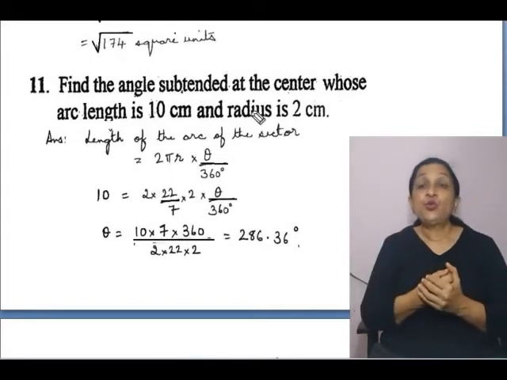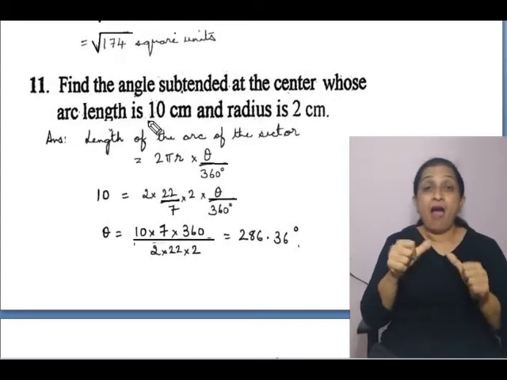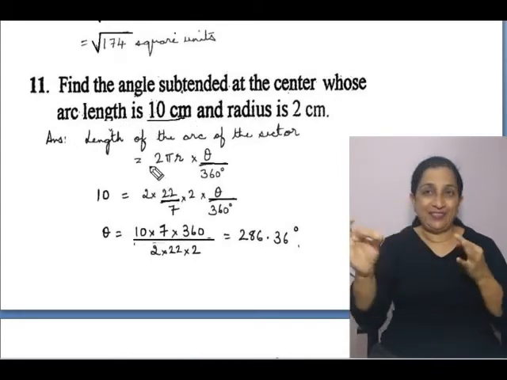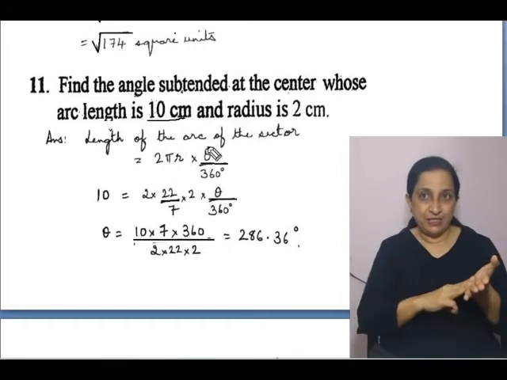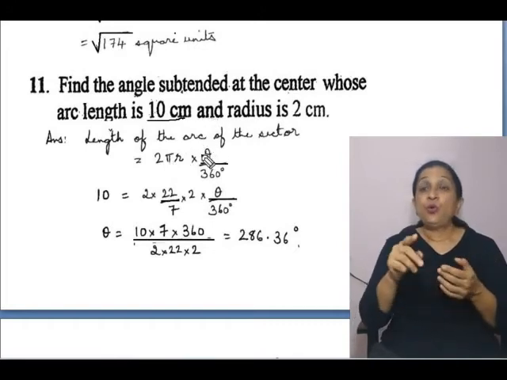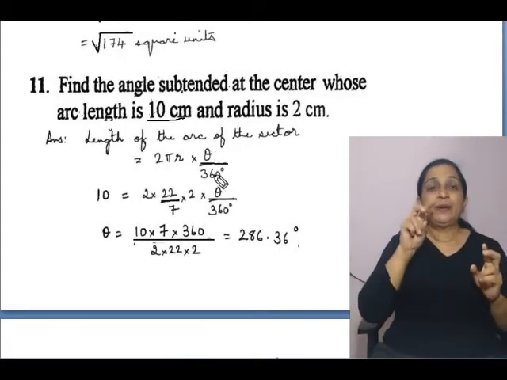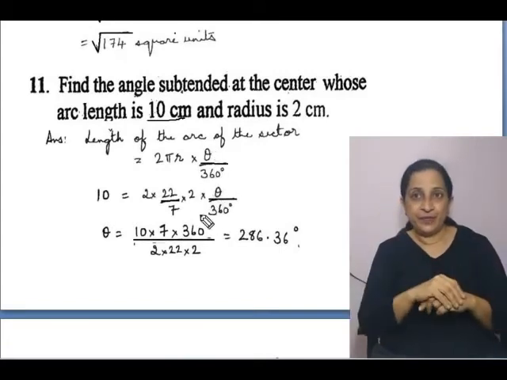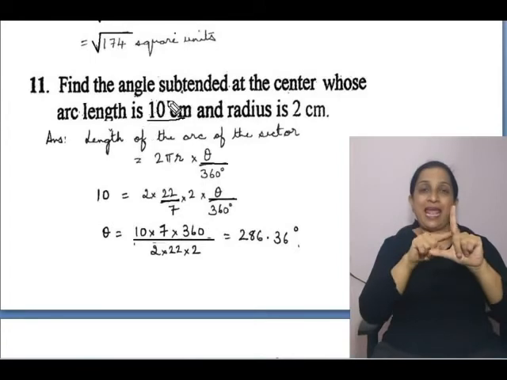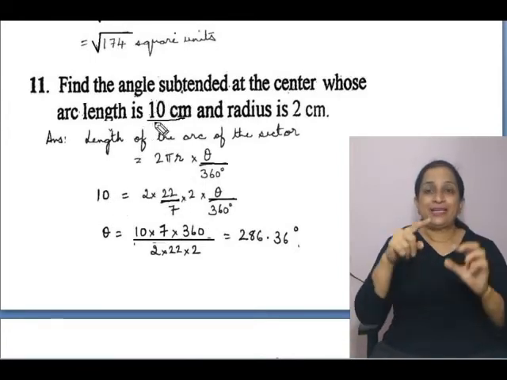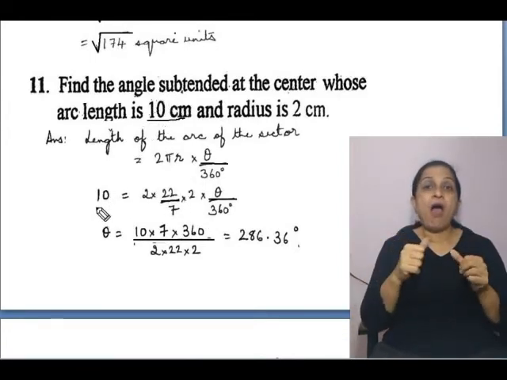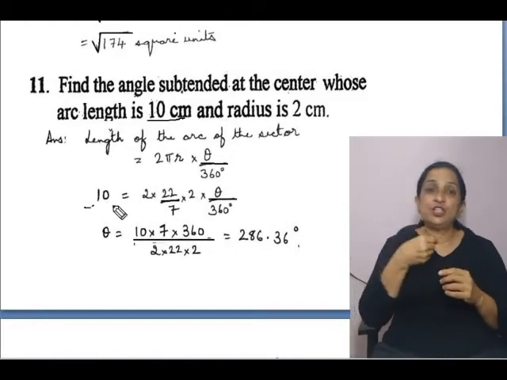The angle subtended at the center, where the arc length is 10 cm. The arc is always proportional to the angle subtended. So if theta is the angle, then it is theta divided by 360. They asked you to find the angle, right? So what is the length of the arc? The length of the arc is nothing but 10, already given.